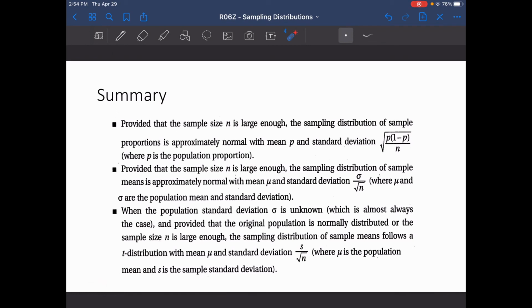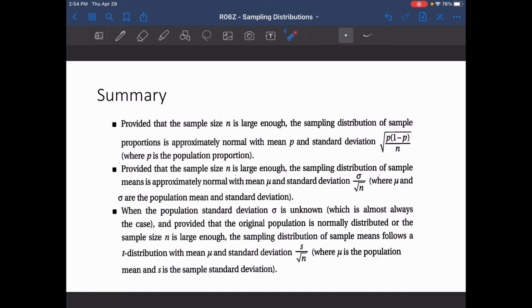So just in summary for all of this, provided that the sample size n is large enough, the sampling distribution of the sample proportions is approximately normal with a mean p and a standard deviation of the square root of p times 1 minus p divided by n, where p is the population proportion. Provided that the sample size n is large enough, the sampling distribution of means is approximately normal with a mean of mu and a standard deviation of theta divided by the square root of n, where mu and theta are the population mean and standard deviation.